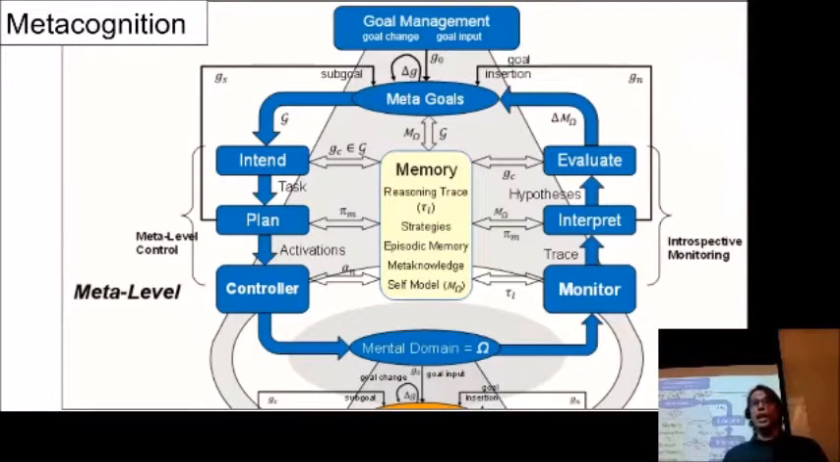So just like we have a cognitive layer, we have a metacognitive layer. So instead of perceiving and acting in the world, the metacognitive layer is perceiving and acting on the cognitive layer. Monitor is like the cognitive perceive, except that it's getting data about the cognitive layer instead of the world. And likewise, we have a similar cycle. And we'll see more about this later.